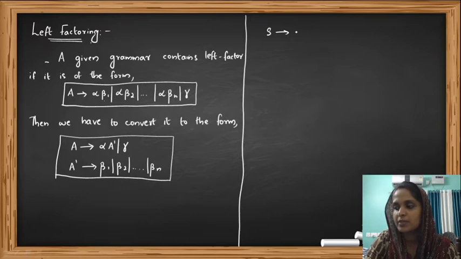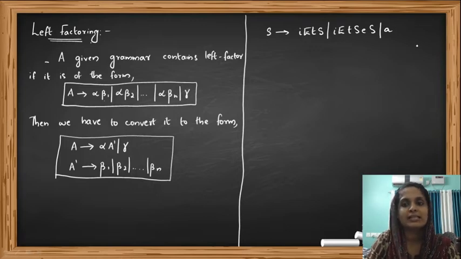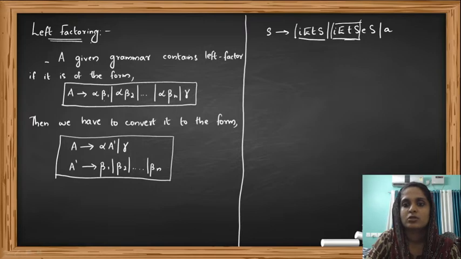S produces iEtS bar iEtSeS bar a. So here we can see that there are three terms, right? Among these three terms, the first two terms start with the same common factor. The same common factor is iEtS. So this much portion is same in these two terms, right? So this is our alpha. What comes common in the terms, that common term is our alpha.